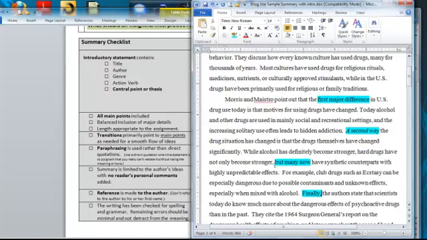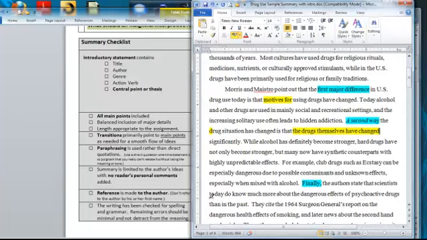Your 3 right here, this is just a minor transition, so if I take that out, these are the 3 right here. So you've got your motives, your first major support, the drugs themselves have changed, and scientists today know more.